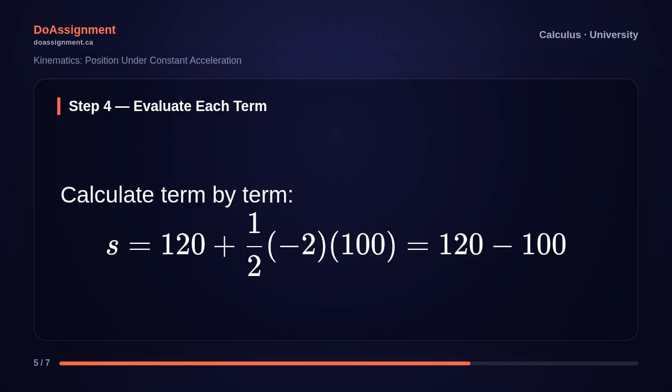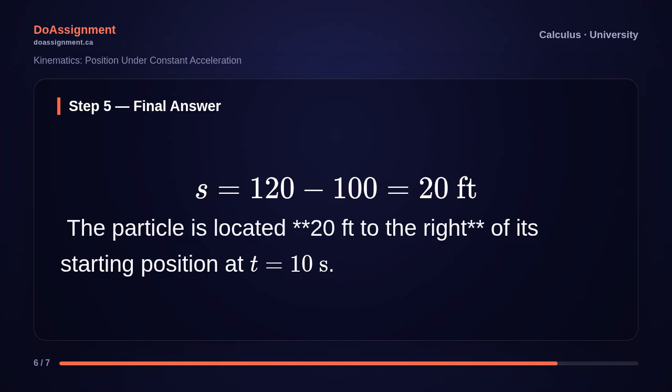12 times 10 equals 120. 1/2 times negative 2 times 100 equals negative 100. So we have 120 minus 100. 120 minus 100 equals 20 feet.